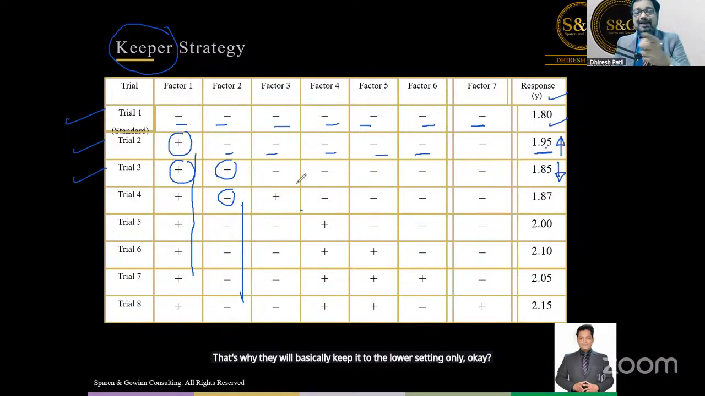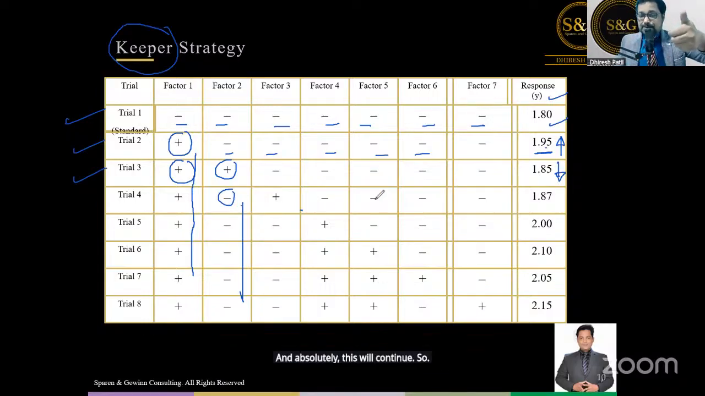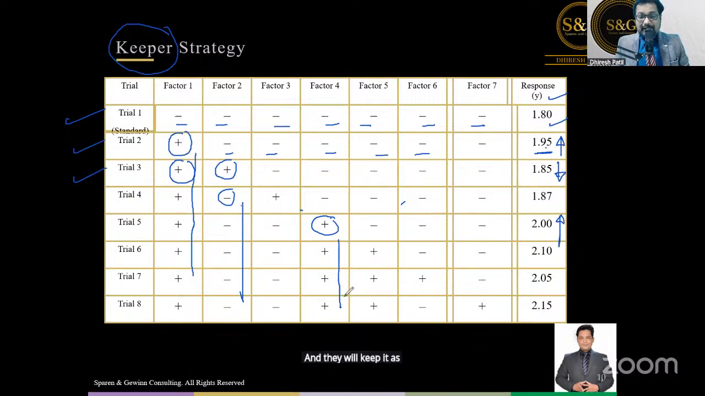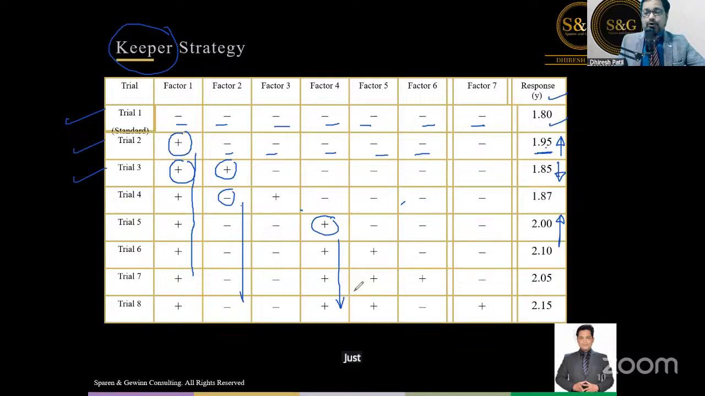And this will continue. So whenever they get a positive response, you can see here from trial number 5, factor number 4, they have kept it positive. Then from 1.98, they got it to 2 and they will keep it as it is. And this is called keeper strategy. Are you clear with this? Just type yes. So this is the advanced version of OFAT, the keeper strategy. Clear? Just give me yes in the chat box.